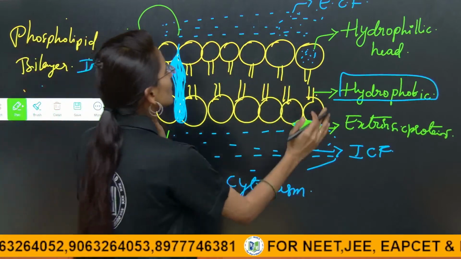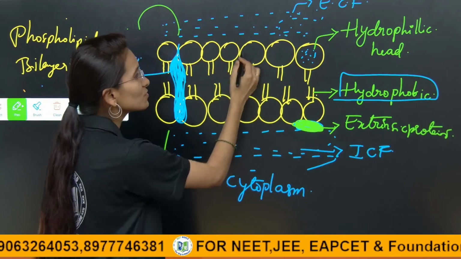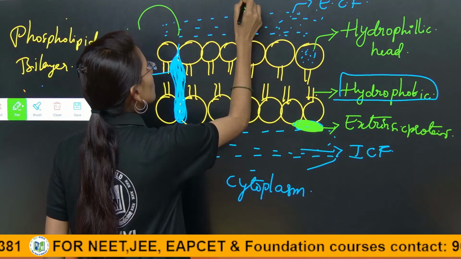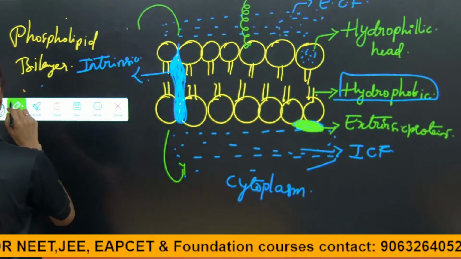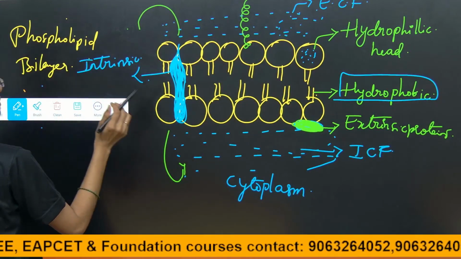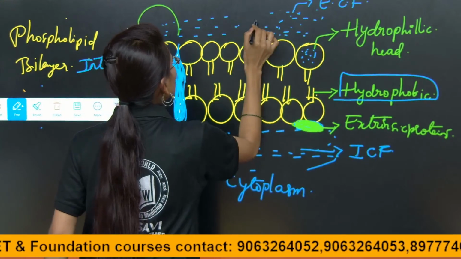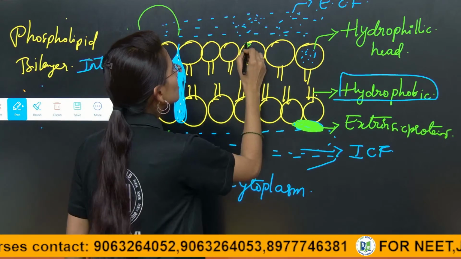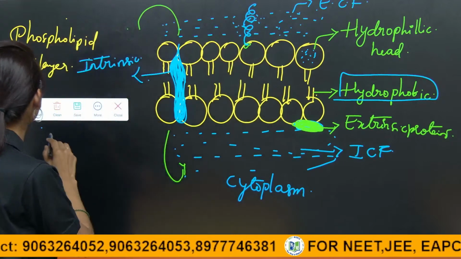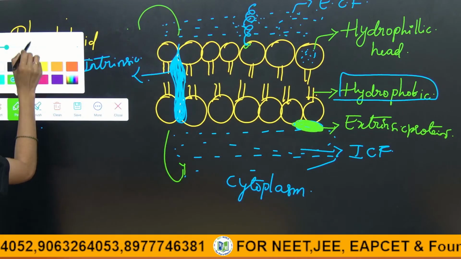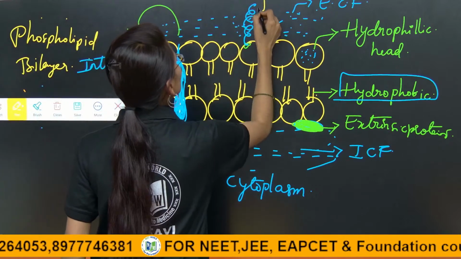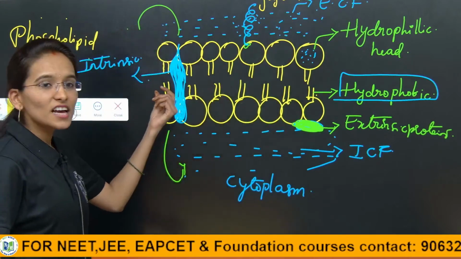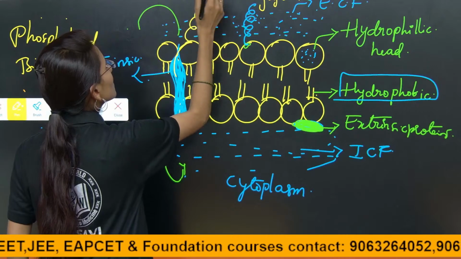Now, if there is any sugar attached to this hydrophilic head, then it is called as... yes, children. If a sugar molecule is attached to this lipid, then it is called as glycolipid. What, children? At that time it is said as glycolipid. If there is a sugar attached with these proteins, then it is called as glycoprotein.